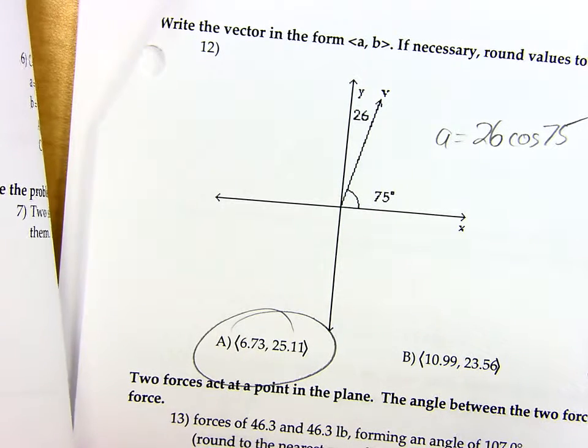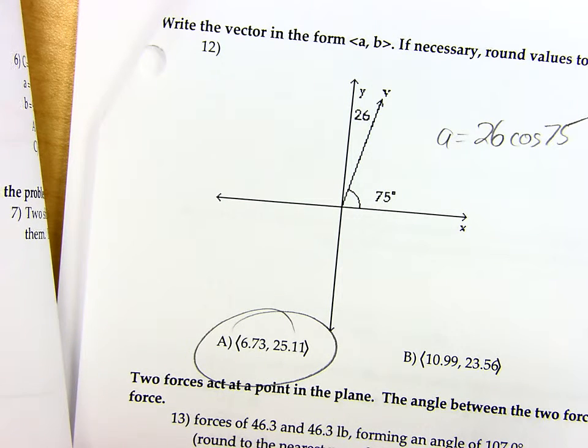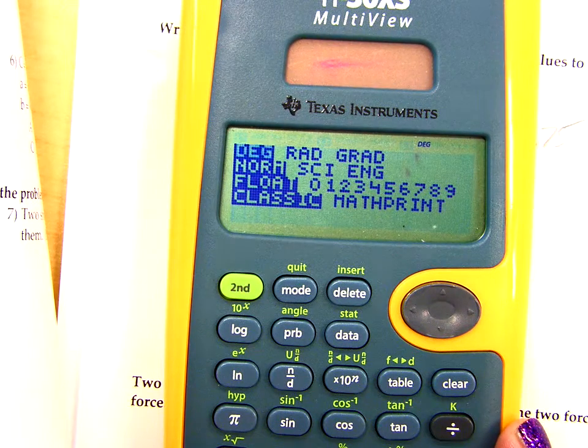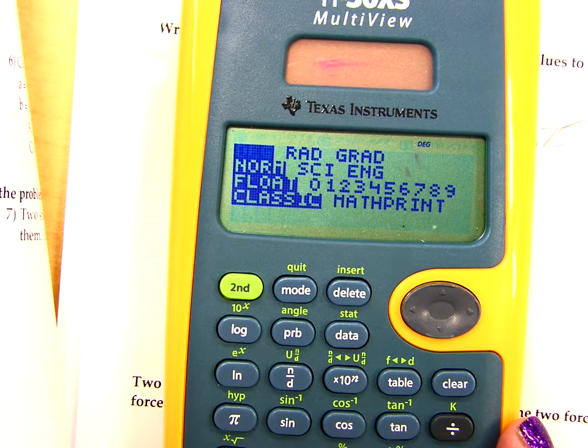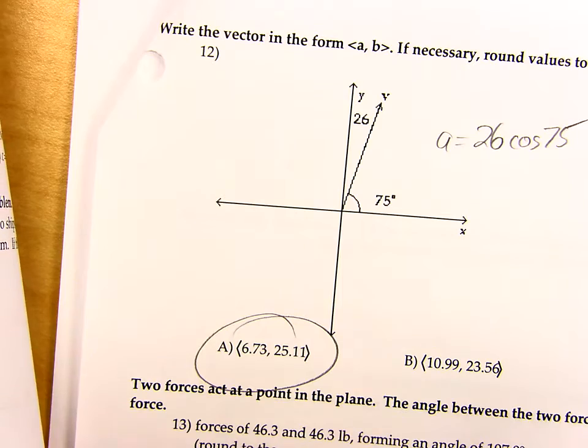You can solve for B if you like. Chopping out a bunch of roots is 13 root 6 minus 13 root 2 over 2. Oh, change your mode. How do I do that? Hit mode and then go to classic instead of math print, I think. Oh, classic. Yeah, you want classic. Alrighty.